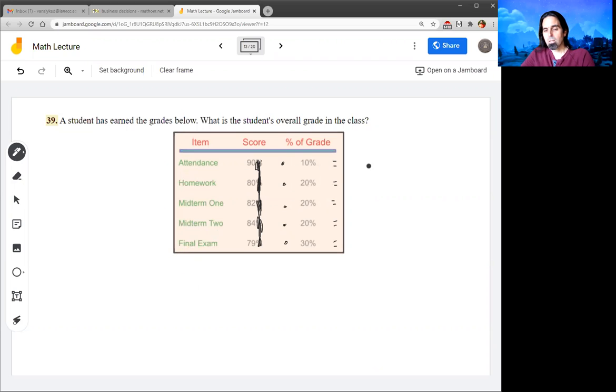So 90 times 10% would be point... I'm going to make these all decimals so I can do my multiplication nicely. Okay, 90 times 0.1 would be 0.9. Draw that nicer.